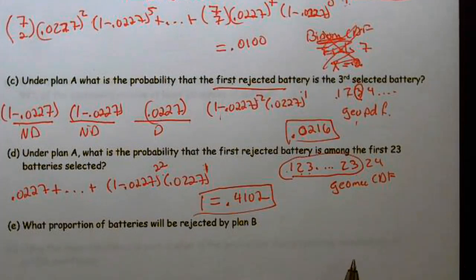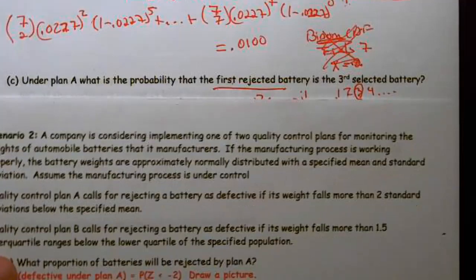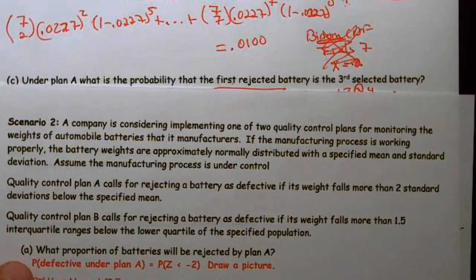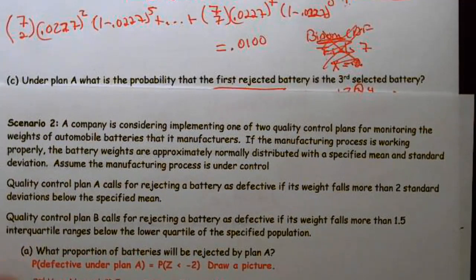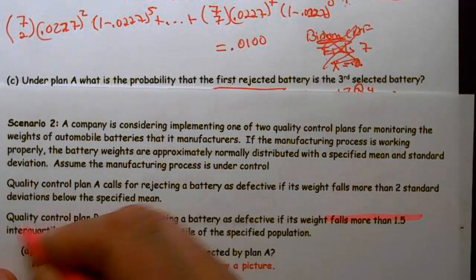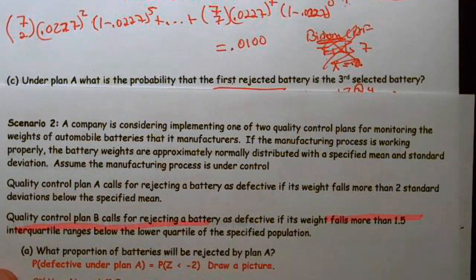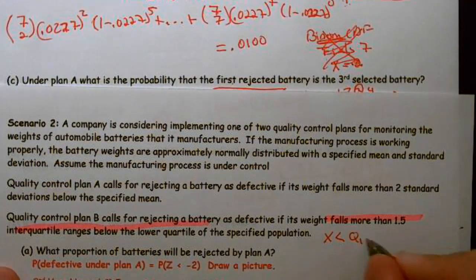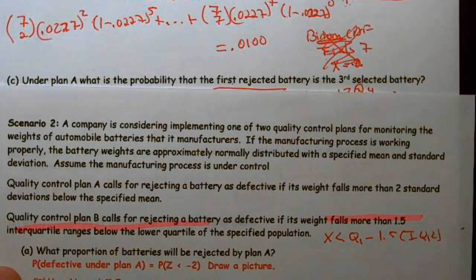Then we get to part B. What proportion of the batteries will be rejected by Plan B? Well, let's look at what Plan B said. Plan B said, under control Plan B for rejecting batteries as defective, if it falls more than 1.5 IQR ranges below the lower quartile. Wow, that's going back a ways. So in other words, if X is less than Q1 minus 1.5 IQR. So that's what we're going to reject.